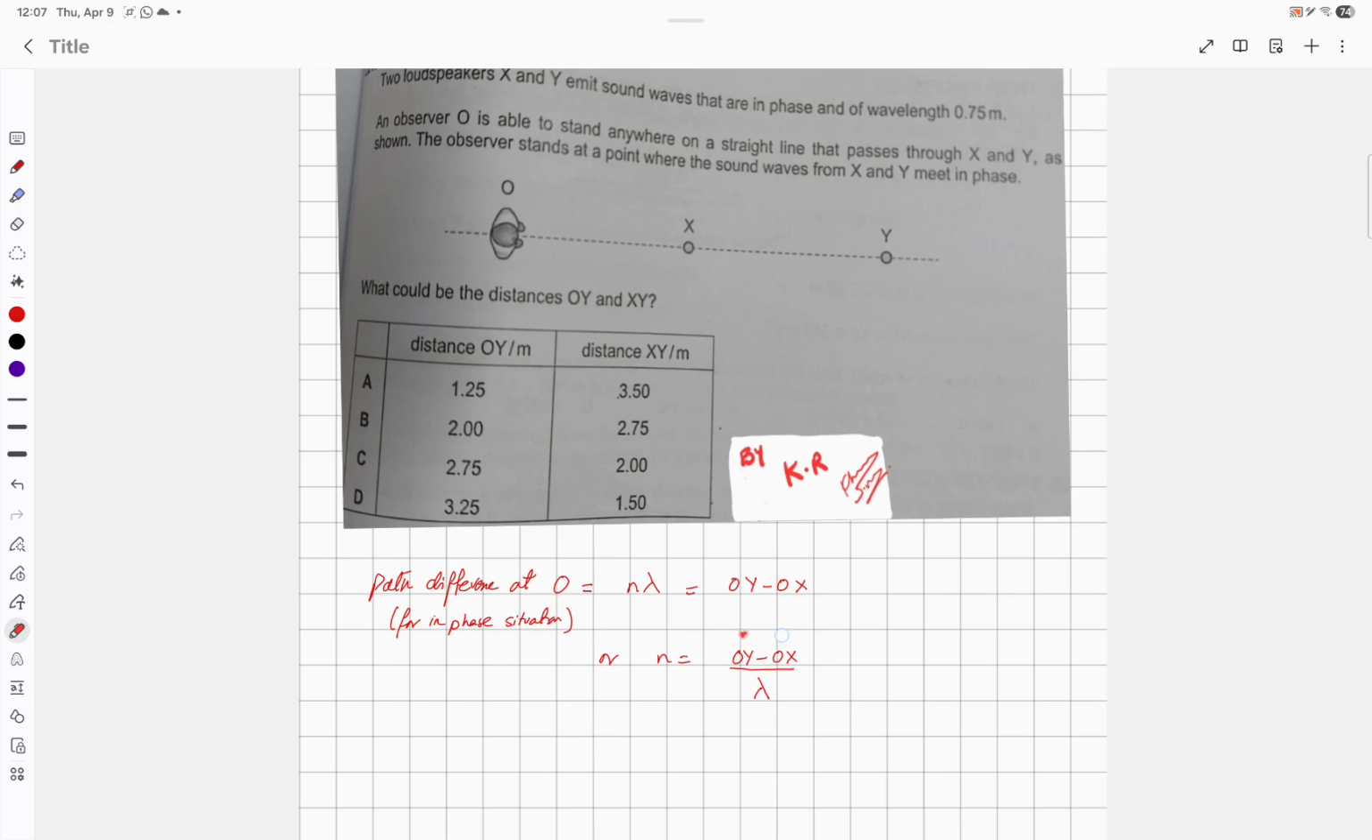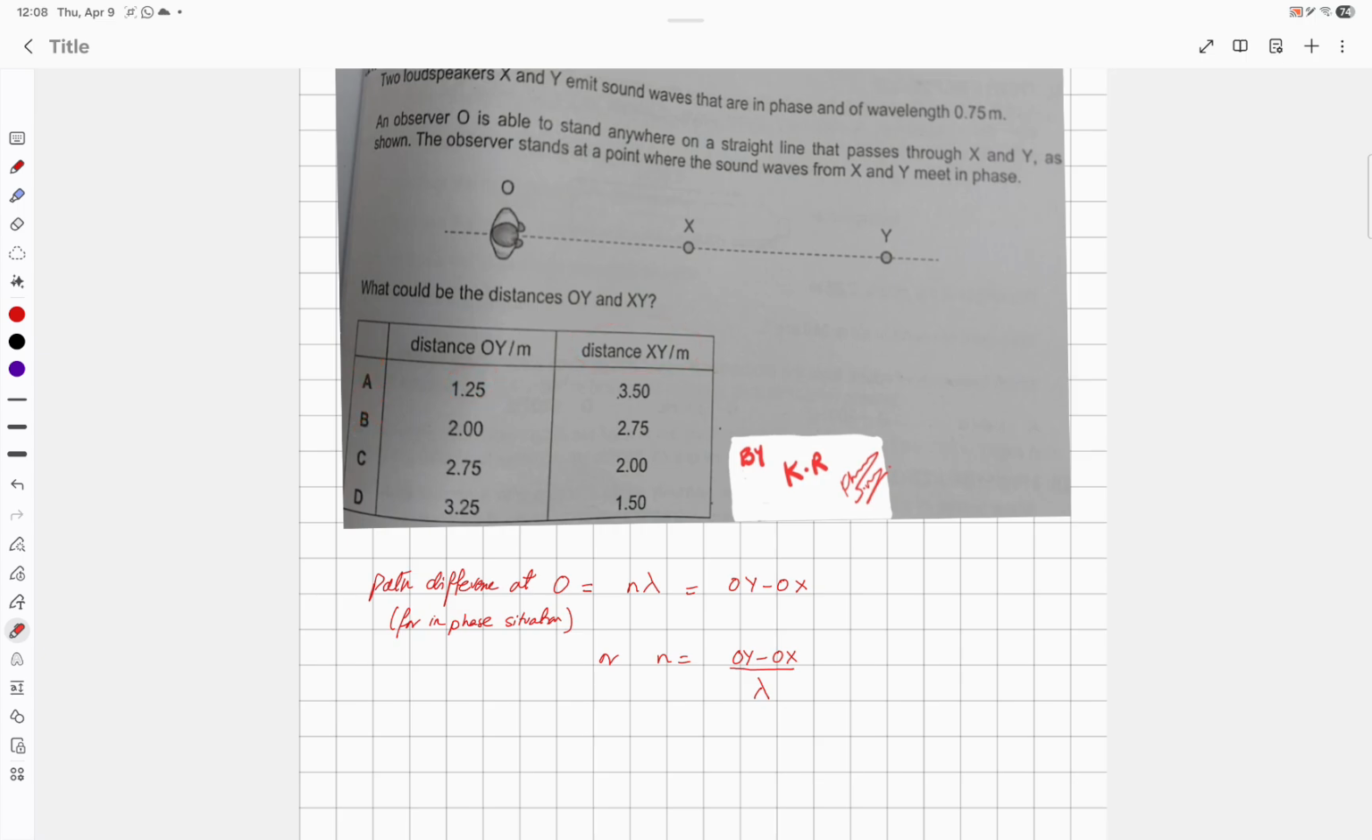Whatever the values of OY and OX, if I put them in this formula, the wavelength is already given, so the answer must come out as a whole number. First of all, OY should be greater. Now look at the options. We have to find the values of OY and XY. XY is this small distance, and OY is this large distance. So OY must be greater than XY, and in this option OY is smaller. So this option is also wrong. The answer could be either C or D.